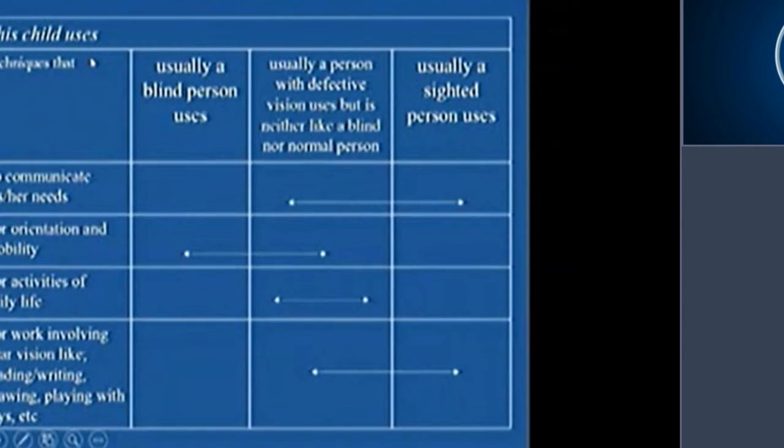Like the Apgar score, like the head injury score, there is a score which has been developed for assessing the low vision status of each disabled person. If he is acting exactly like a blind person, he is given one score. If he is acting like a normal sighted person, he is given two score. But if he is in between these two, he is given one score. So he is a low vision disabled for that particular component of visual function.